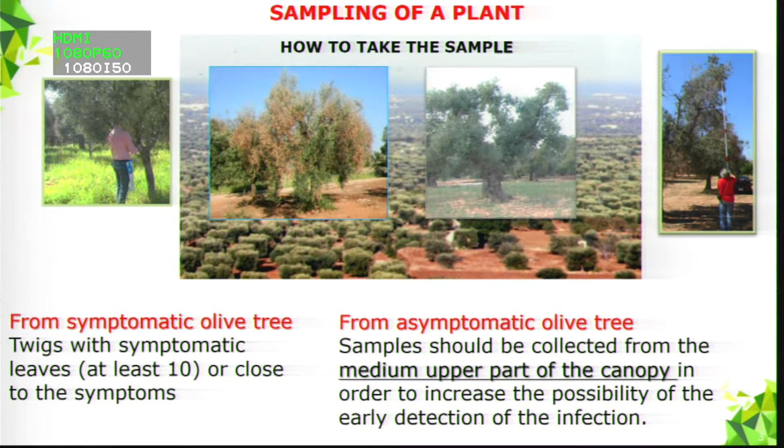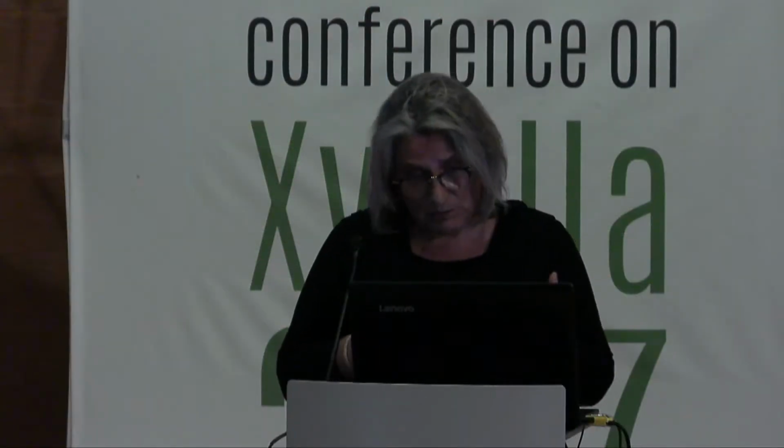Now, focusing on olive trees, looking at the symptoms, we have evidence that symptoms are mainly concentrated in the medium upper part of the canopy. In the Apulian case, the indication was to collect as much as possible for asymptomatic trees from that part of the canopy in order to get the infection for detection.